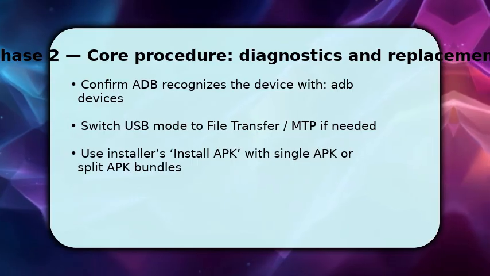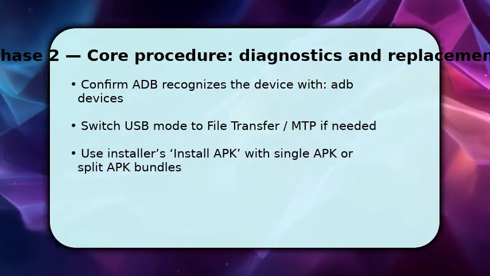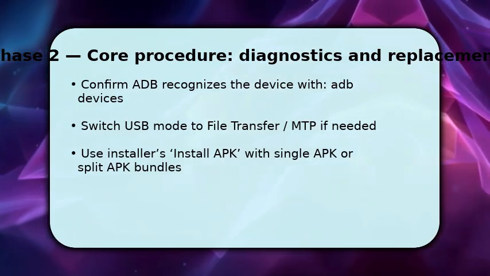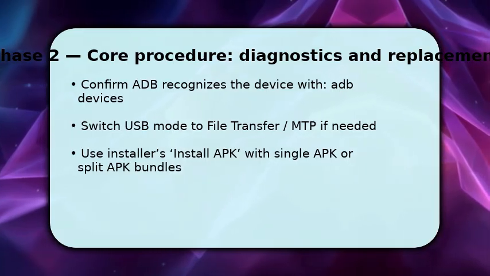Once visible, use the APK installer's Install APK function. Select a single APK or the correct split APK bundle. The tool needs matching base and config splits.